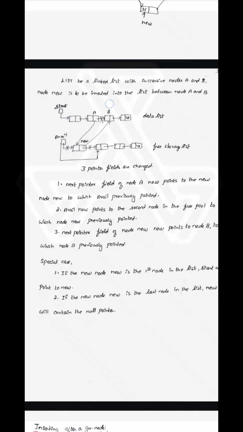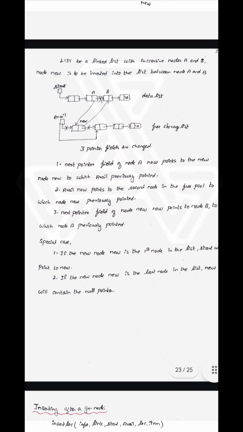Avail should come to the next position, and the previous position is also available. Three pointer fields are changed. Next pointer field of A now points to the new node. Then avail now points to the second node in the free pool. Then the next pointer field of node new now points to the node B.